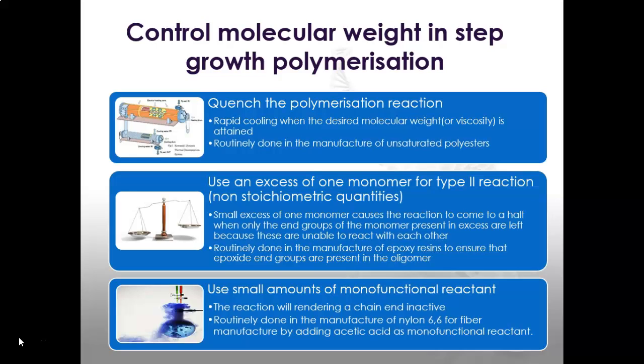The third one is to use small amounts of monofunctional reactant. A monofunctional monomer is one that has a single functional group. By using a small amount of monofunctional reactant, the reaction will render a chain inactive. This is routinely done in the manufacture of nylon 66 for fiber manufacture by adding acetic acid as the monofunctional reactant.